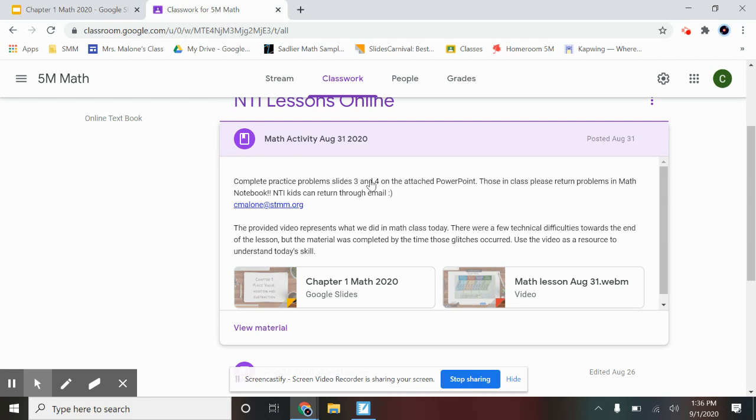And I actually added some directions in there. And this is where, as fifth graders, we have to get better at reading directions, because so many of you all jump past that. Instead of reading what's here, you just go right to the stuff. And then you get to the stuff and you're like, oh, what am I supposed to do? Well, if you would have read the directions first, then you wouldn't have had a problem knowing what you were supposed to do. So it says right here, complete practice problem slides 3 and 4 on the attached PowerPoint.